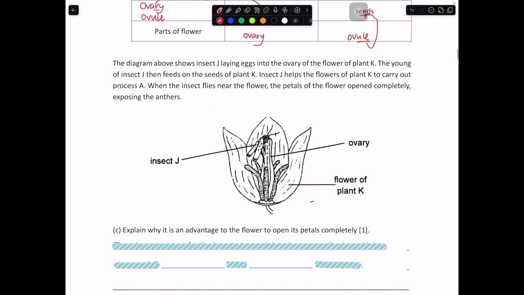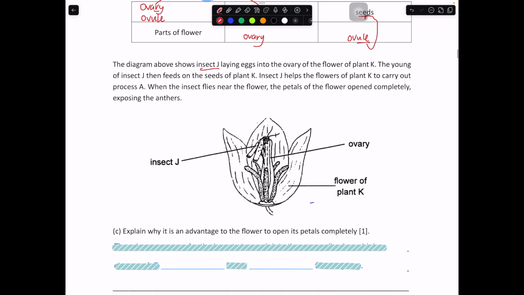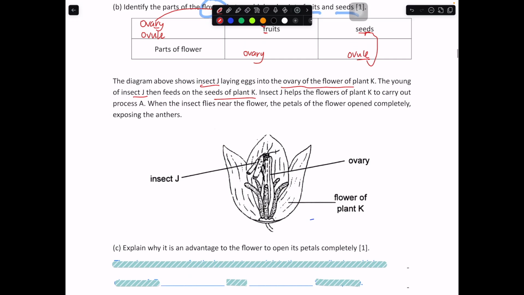Okay, the diagram shows insect J laying eggs in the ovaries of the flowers of plant K. The young of the insect J feed on the seed of the plant K. That means when the ovule becomes the seed, the eggs of the insect J will hatch out into a young which is hidden in the flower. Then they will feed on the seed.